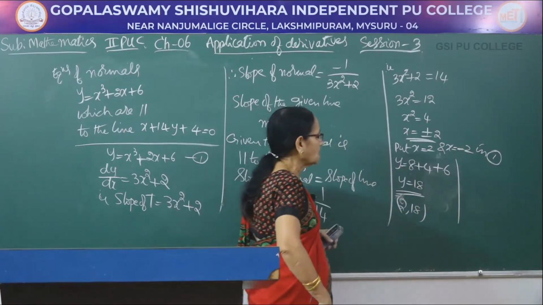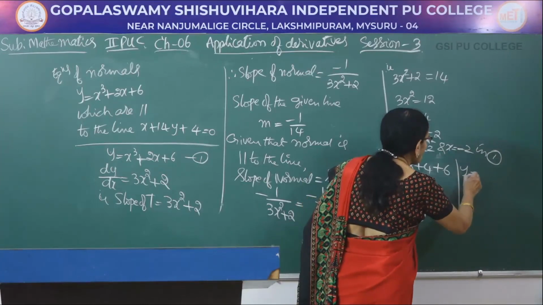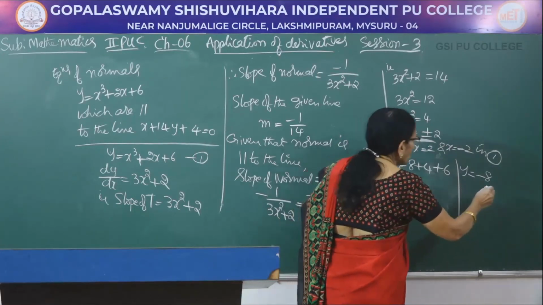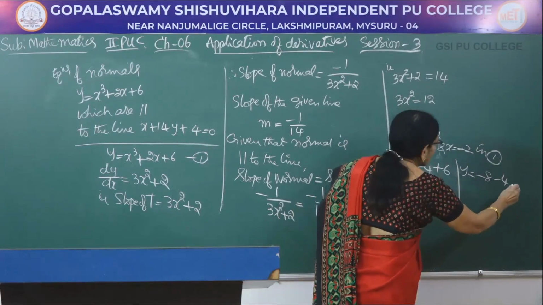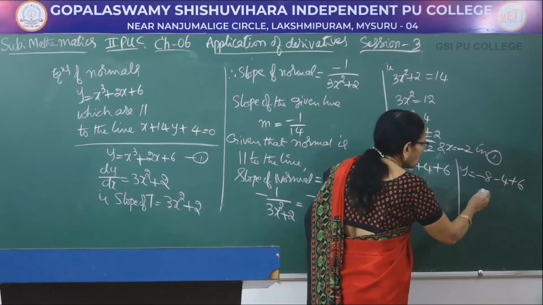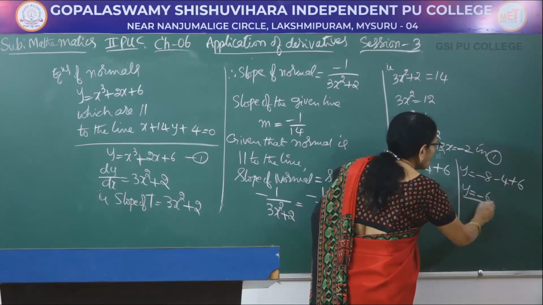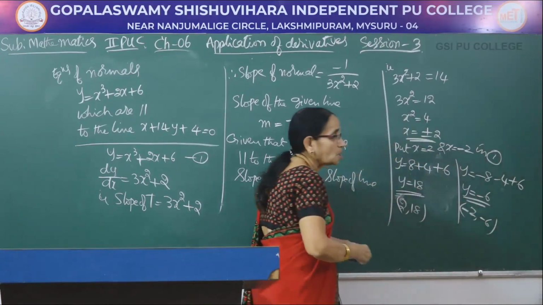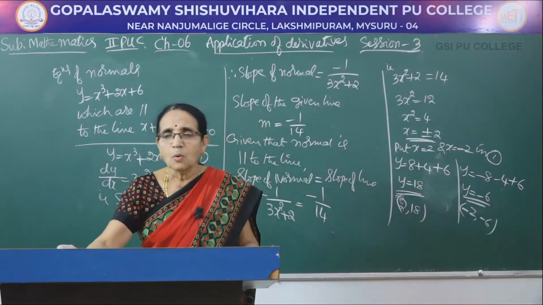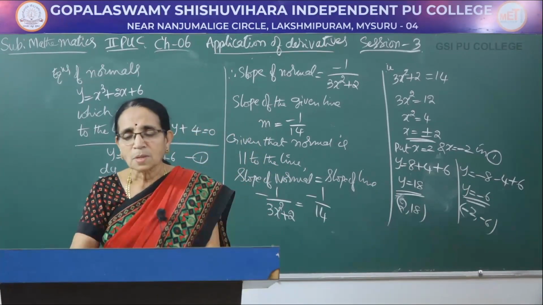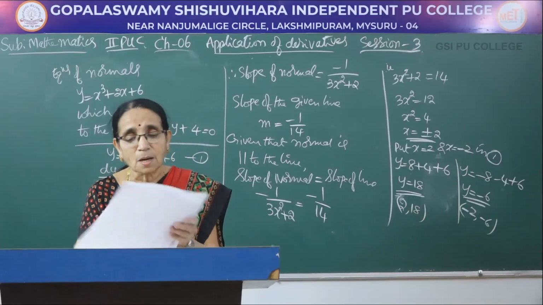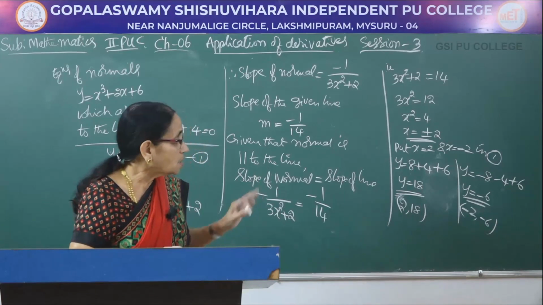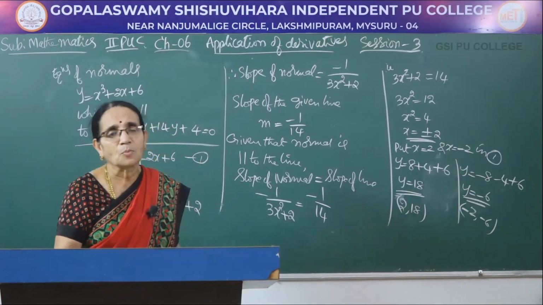1 point we got here. When x is minus 2, y would be minus 2 the whole cube is minus 8 and 2 into minus 2 minus 4 plus 6. Therefore, minus 12 plus 6, y is equal to minus 6. The point is minus 2 comma minus 6. So these are the 2 points we got here. One was 2 comma 18, the other one was minus 2 comma minus 6. Now at these 2 points, the normals have been drawn.